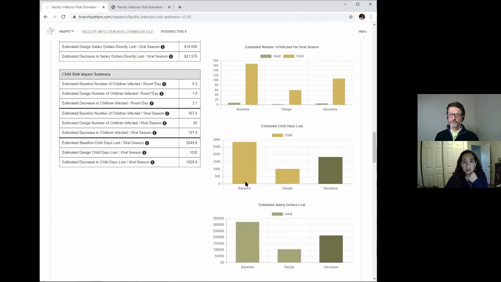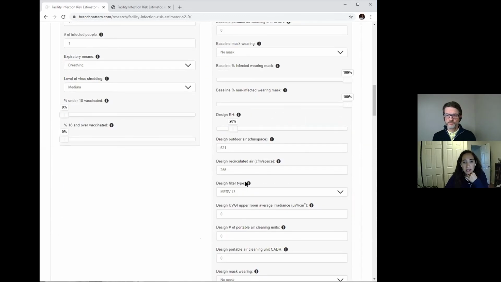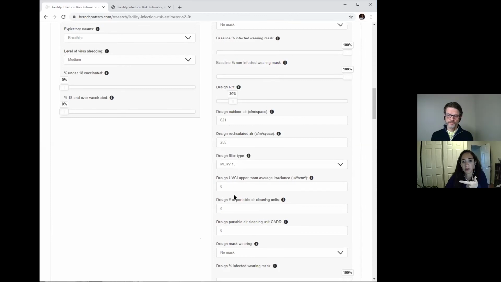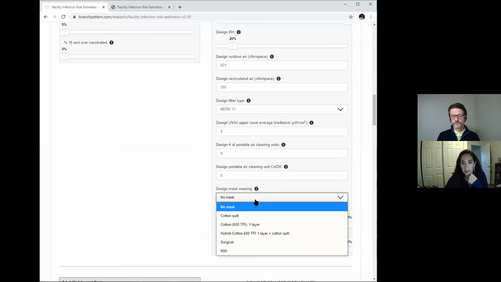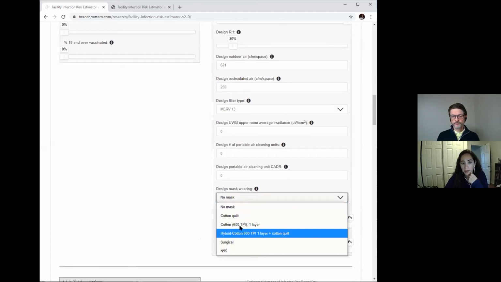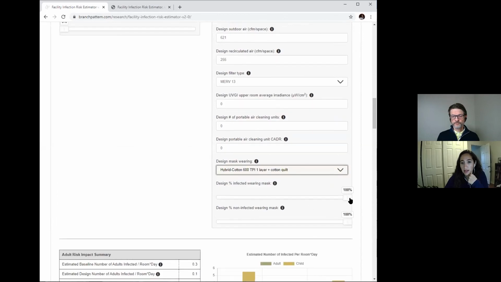And just to show you, I know Marcel looked at masks, portable air cleaning units, and relative humidity. We're just going to look at masks first. So the hybrid cotton, 1 layer. Marcel, did you model 100% of people wearing masks? I think you're saying it.